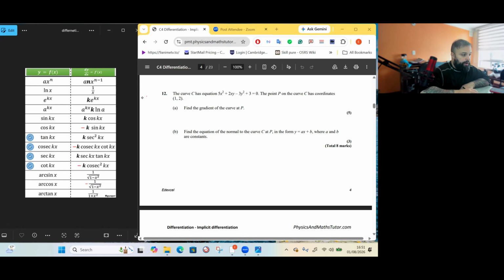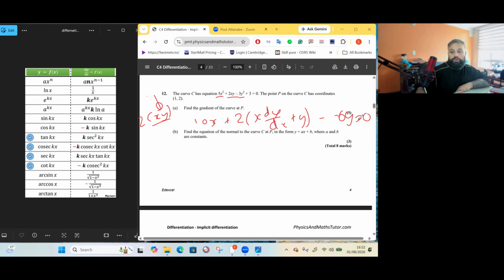So question number 12, we differentiate all of this. So this is going to be 10x plus 2 times the derivative of xy. To derive xy, you just have to use the product rule. So you end up with 2 times x dy by dx plus y. So that's done. That one will just become minus 6y, and this is just equal to 0. Don't forget to put the dy by dx next to the minus 6y also.